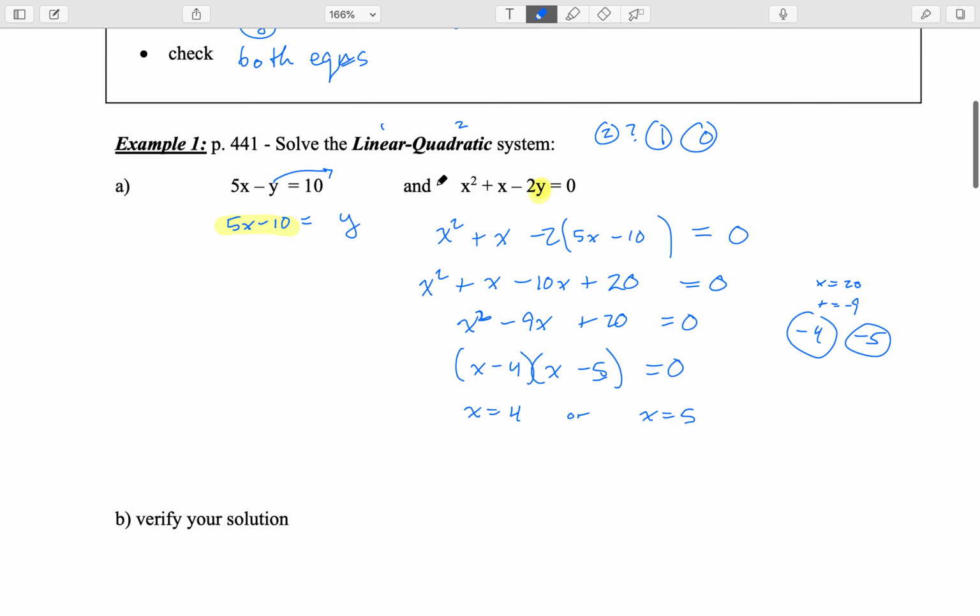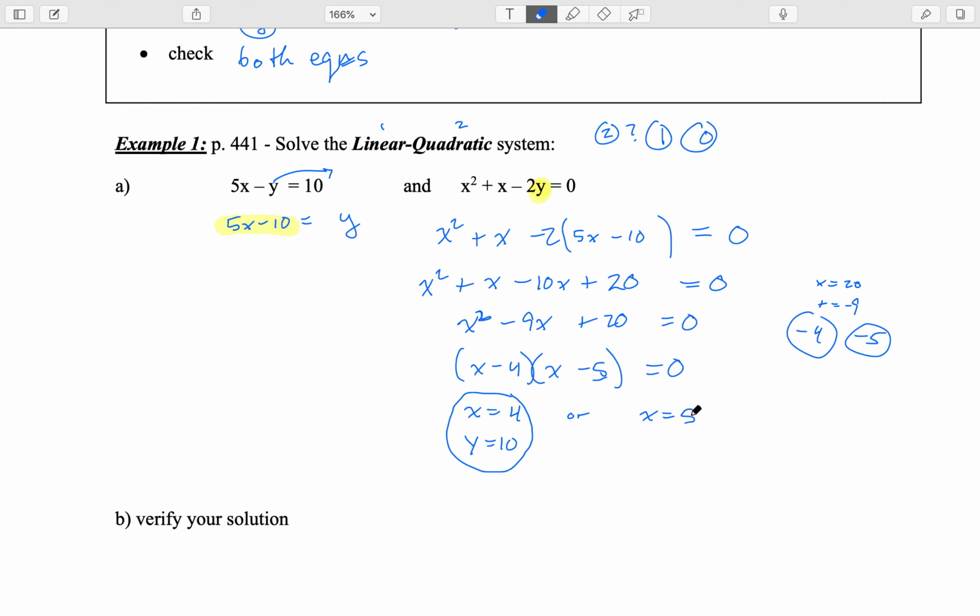And now I can plug it into either one of these equations. You know what? Go back to the easiest one you did here. Remember, y is equal to 5x minus 10. Plug in 4. 5 times 4 is 20. 20 minus 10, that means the y value is 10. So this is an x and y point. If I've already isolated y is equal to, I don't need to show that step.